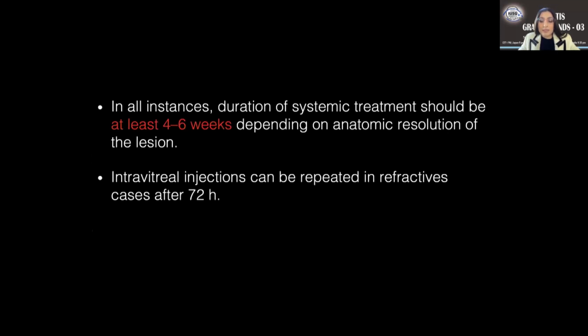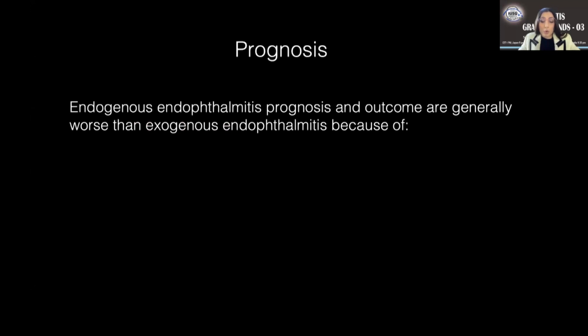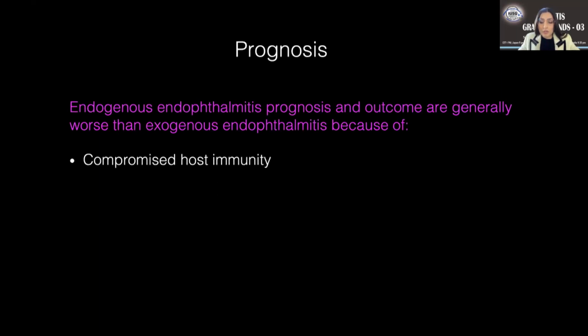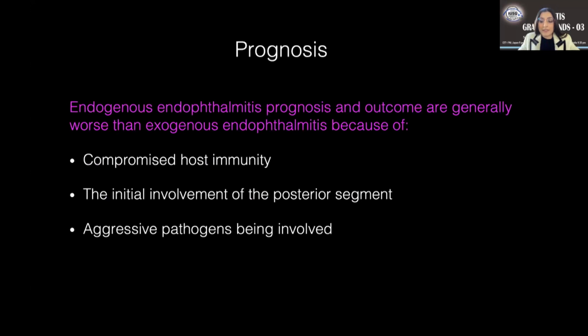In all instances, the duration of the systemic treatment should be at least 4 to 6 weeks, depending on the anatomic resolution of the lesion. Intravitreal injections can be repeated after 72 hours. The prognosis of endogenous endophthalmitis is generally worse than exogenous due to the compromised immunity of the patient, the initial involvement of the posterior segment, and the fact that aggressive pathogens are being involved.